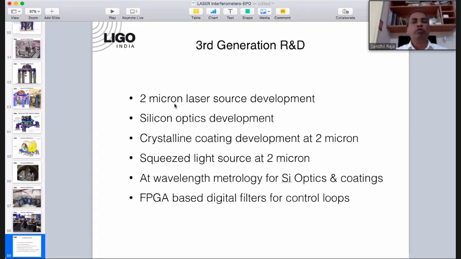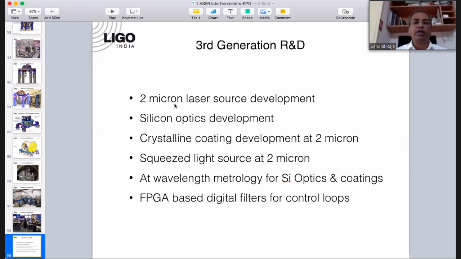So that was a brief overview of Advanced LIGO. And as you would have realized, Advanced LIGO is like those initial telescopes that were built by Newton and Galileo to look at the vicinity of Earth, the planets, and the nearby satellites.